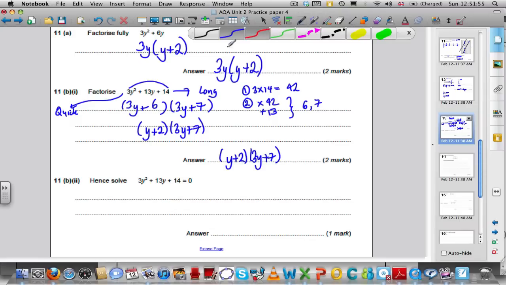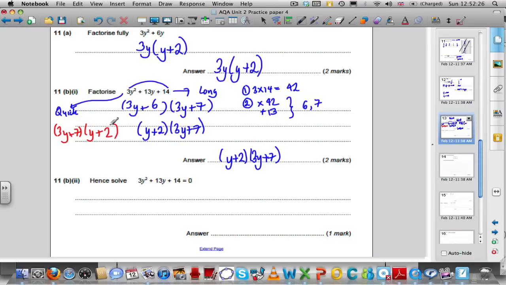The quicker way is just because you know, because 3 is prime, you know that there must be a 3y in one bracket and a y in another bracket. And you're looking for combinations of numbers here that times up to 14. But at the same time, when you multiply 3 by one number and 1 by the other number, you get 13. So what must work here is a 7 here and a 2 here, because 7 times 2 gives you your 14, and 3 times 2 gives you 6y, and 7 times y gives you 7y. That gives you a 13.